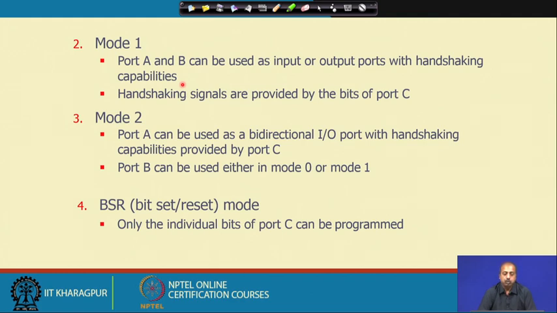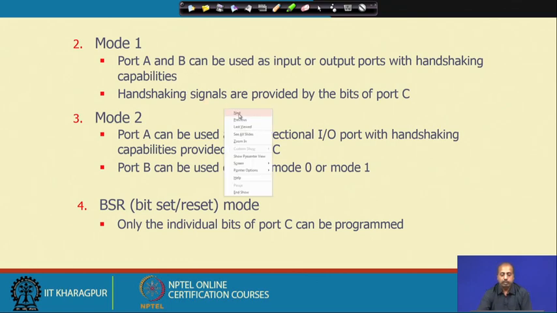Then we have mode 2. Here port A can be used as a bidirectional IO port with handshaking from port C, and port B cannot be used in mode 2. It can be configured in mode 0 or mode 1 only. And there is another interesting mode known as bit set reset mode or BSR mode. Here you can control the individual bits of port C. So, if you are really looking for bit level addressability, we have to go to the BSR mode.